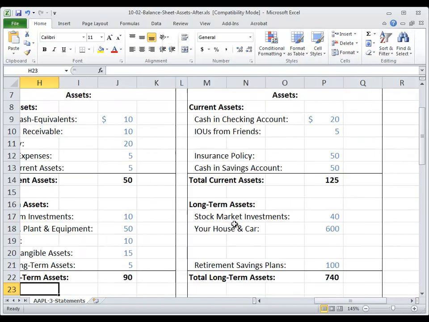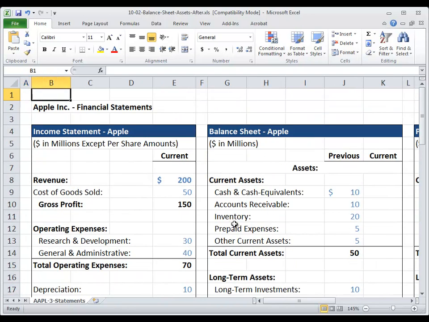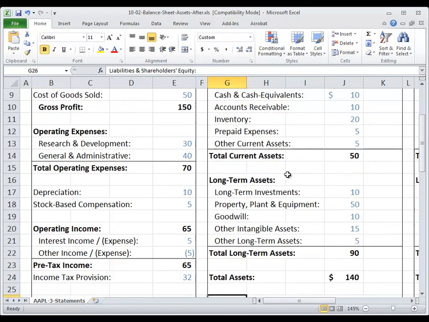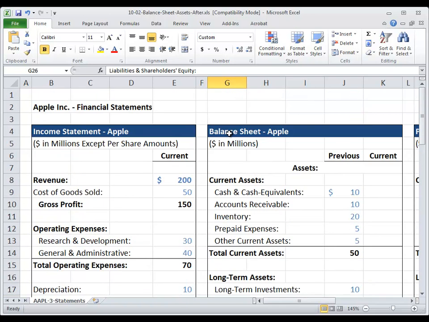So that is an overview of the assets side. In the next video, we are going to go into the liabilities and equity side of the balance sheet. You're going to see some of the common items there, and you're going to see its relationship to the asset side in the balance sheet and also to some of the items on the income statement side of a company's financial statements.